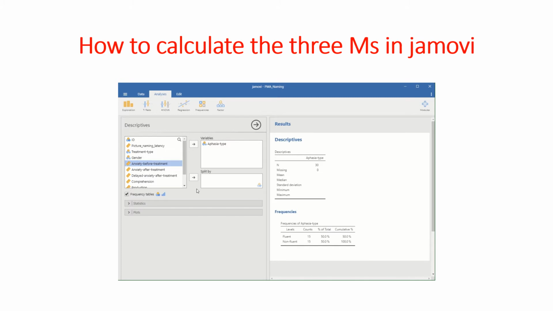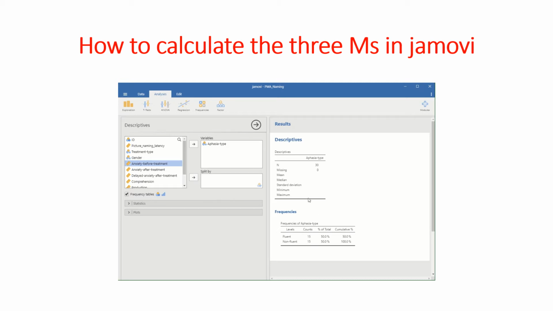So if you want to calculate the mode, you basically click on frequency table, and a frequency table comes up here. You can see that out of 30 people, we have 15 people who have fluent aphasia, and the other half, 15 other people, are classified as non-fluent. So if you want to talk about the mode, you can present your data like this.